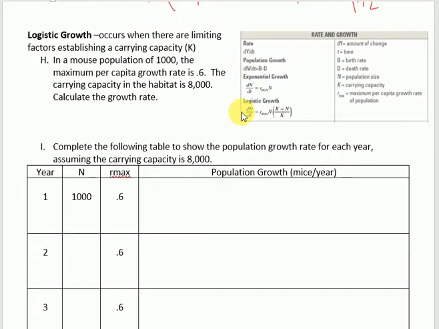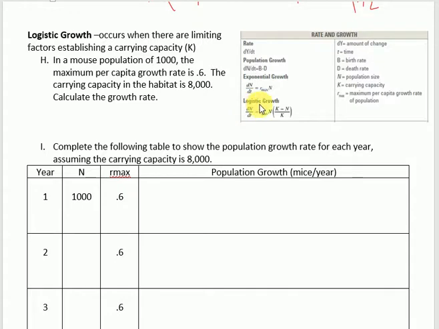Then we have logistic growth. This is when it occurs because of limiting factors and a carrying capacity. So here in a mouse population of 1,000, the maximum per capita growth rate is 0.6. The carrying capacity is 8,000. Calculate the growth rate.